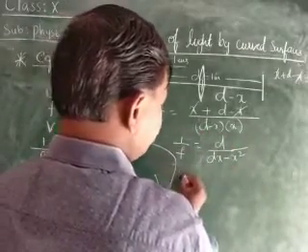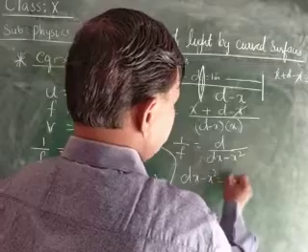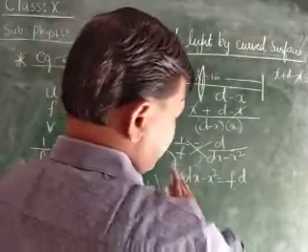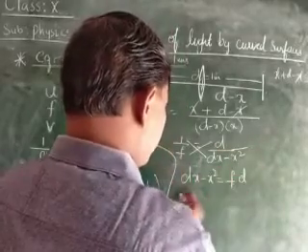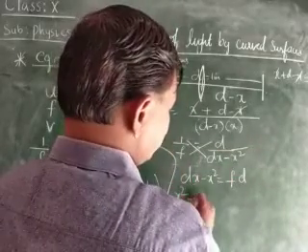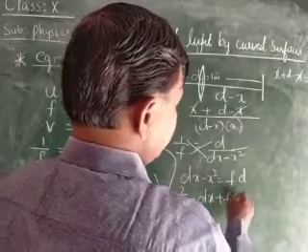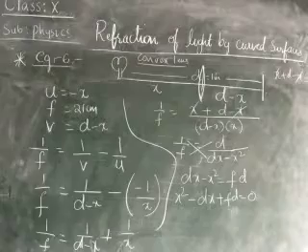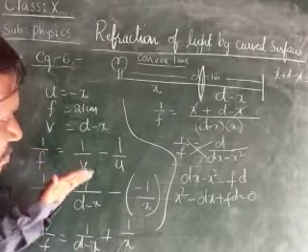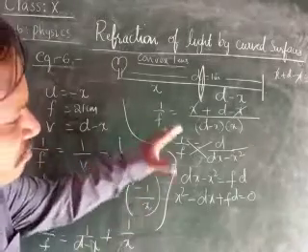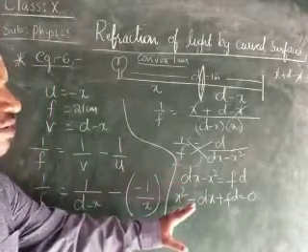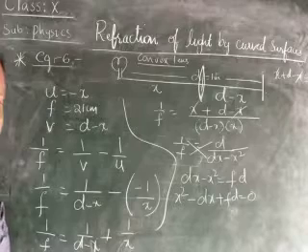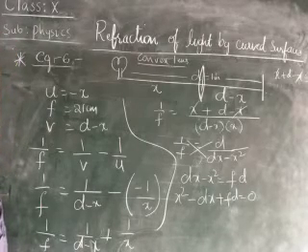Therefore, cross multiplication: dx minus x square is equal to f into d. Transposing this to the right side, minus becomes plus, plus becomes minus: x square minus dx plus fd is equal to 0. Okay children, I think you got it. After solving everything, we got the quadratic equation.